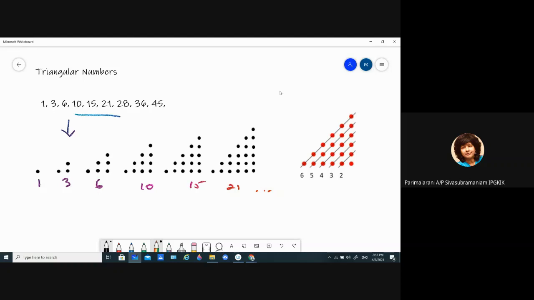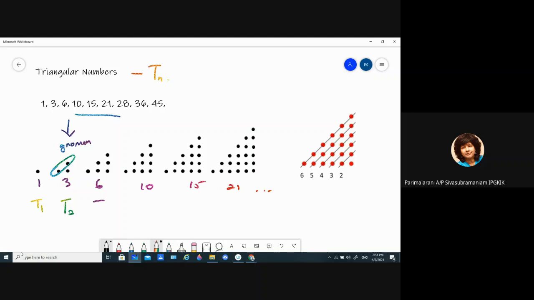So we see that the first number in the triangular sequence is 1. All these triangular numbers we can also represent as Tn. The first term is T1. Term 2 is 3. In term 2, we have added one new row here. This is known as the gnomon. Gnomon means the part of the figure that we add on.